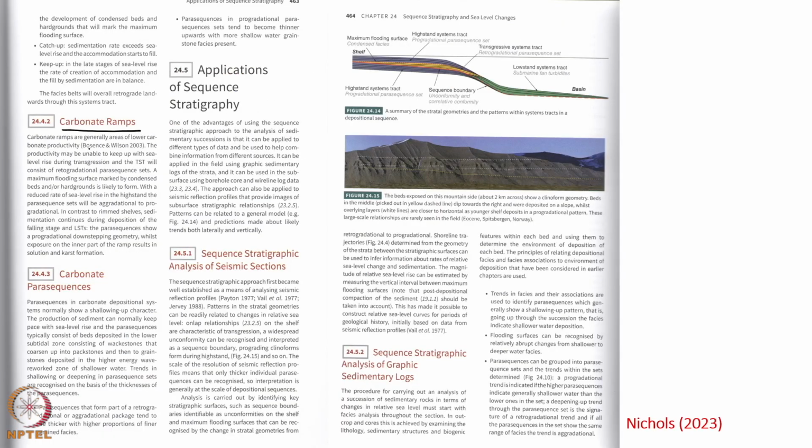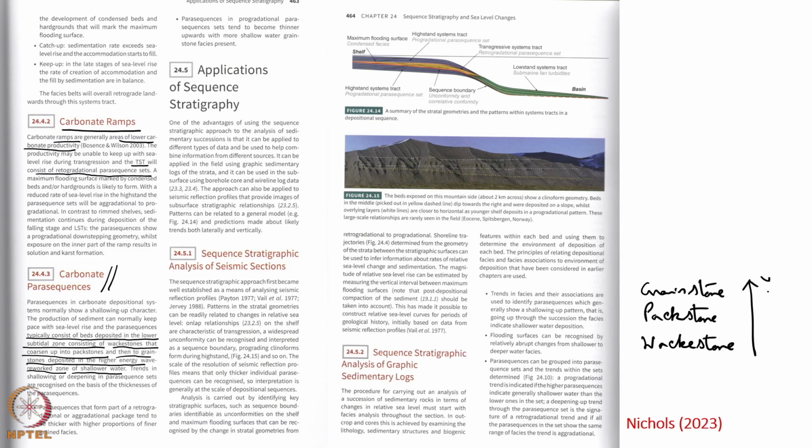Let us comment about the carbonate ramps. These ramps are generally areas of lower carbonate productivity. If a TST is developed, then it consists of retrogradational parasequence sets. How is the carbonate parasequence characterized? They typically can consist of beds deposited in the lower subtidal zone consisting of wackestones that coarsen up into packstones and then to grainstones deposited in the high energy wave reworked zone of shallower water. This becomes the succession as the coarsening takes place in this direction. That is what is said here.